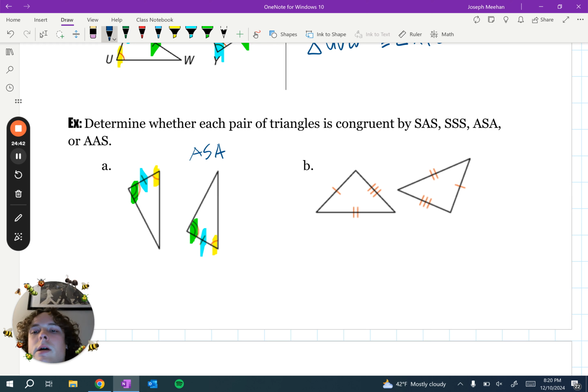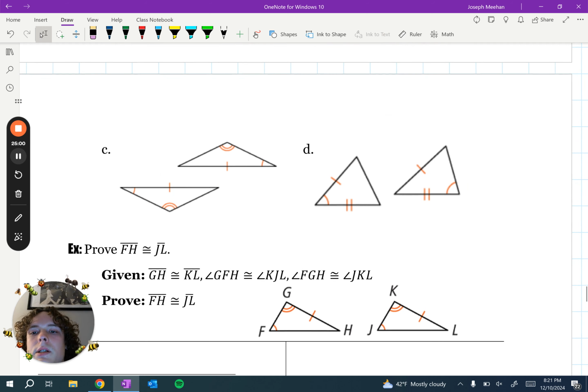And I encourage you guys, if you're doing these on paper, to use highlighters to do them. I think that makes it a lot easier personally. Let's look at B. It looks like we have a side and a side, a side and a side, and then another side and another side. So these are pretty easy to see. This is side, side, side.